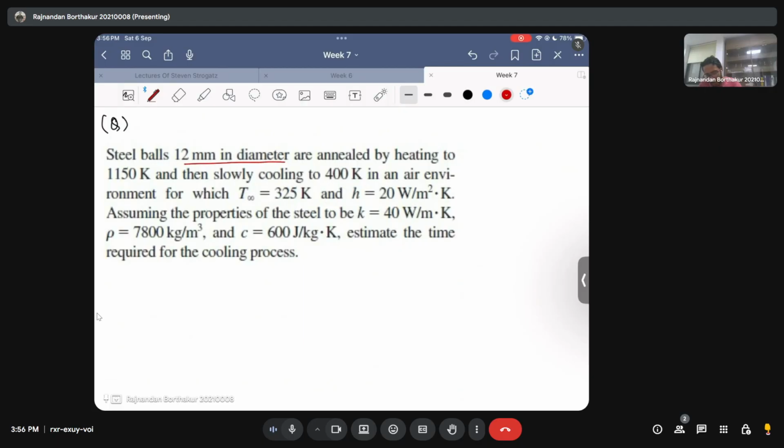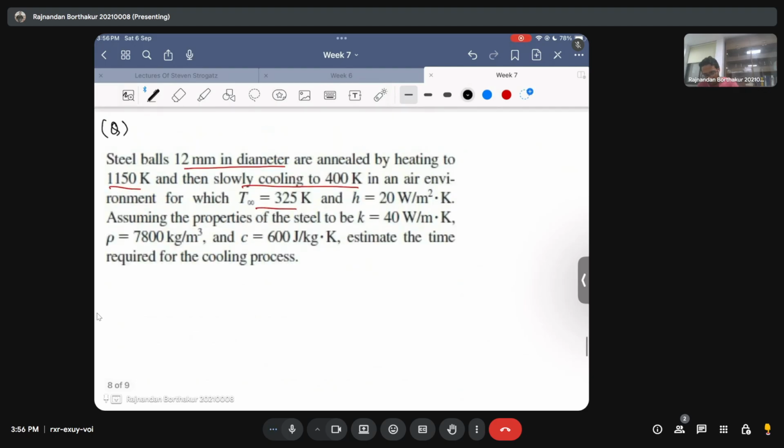What this problem says is that there are steel balls of 12 mm in diameter, annealed by heating to 1050 Kelvin, and then slowly cooled to 400 Kelvin in an air environment at which T infinity is 325 Kelvin. So what they have given is that your Ti, which is the initial temperature of the body up to which it has been heated, is equal to 1150 Kelvin. T, that is the final temperature, is equal to 400 Kelvin, and T infinity, the environment temperature, is equal to 325 Kelvin.